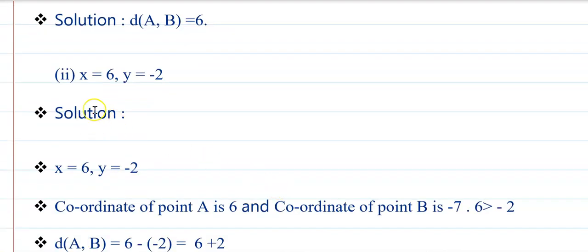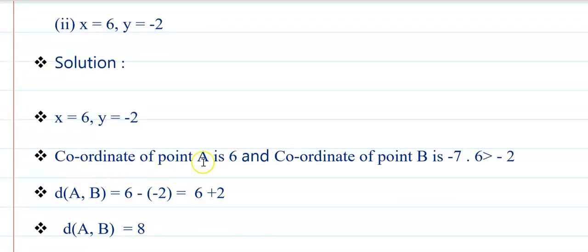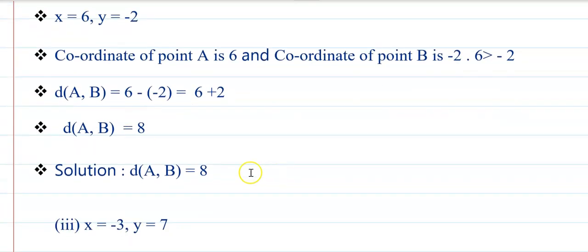Next, x is equal to 6, y is equal to minus 2. Coordinate of the point A is 6 and coordinate of point B is minus 2. 6 is greater than minus 2, therefore the distance AB is equal to 6 minus in bracket minus 2. This minus minus will become plus, and 6 plus 2 is equal to 8, and therefore distance AB is equal to 8.